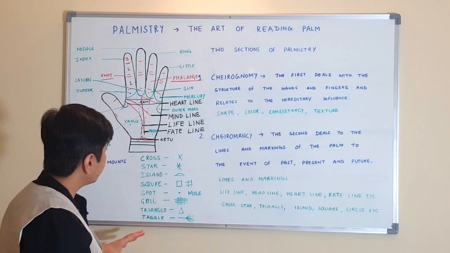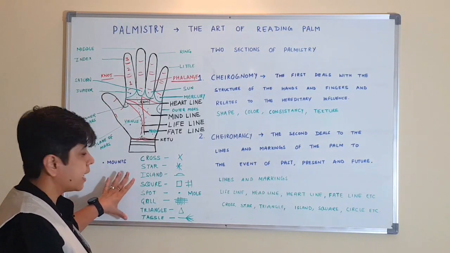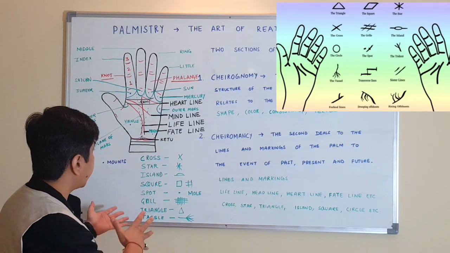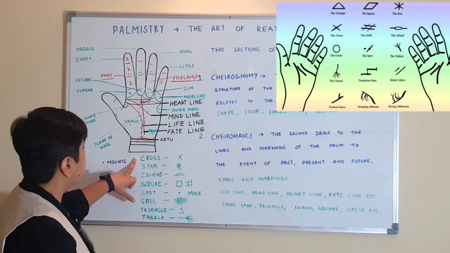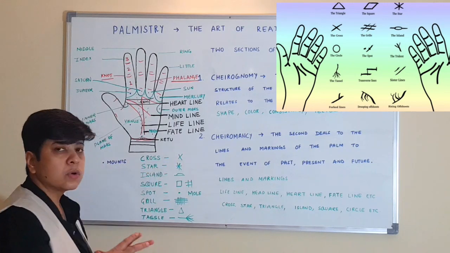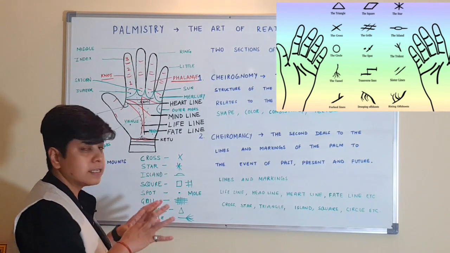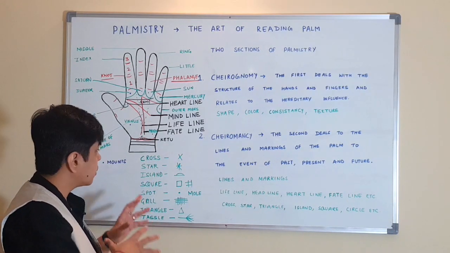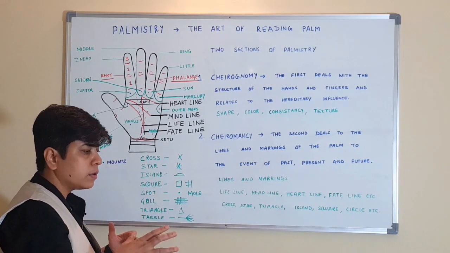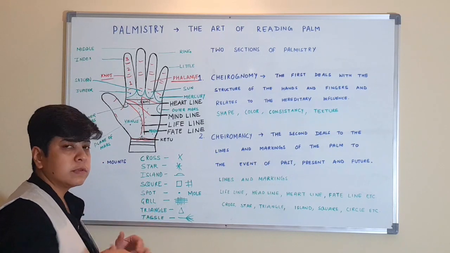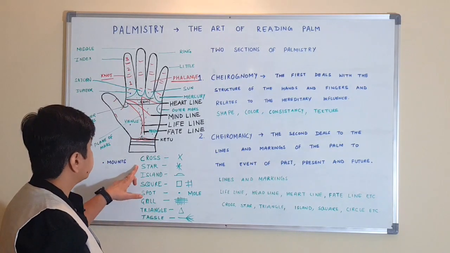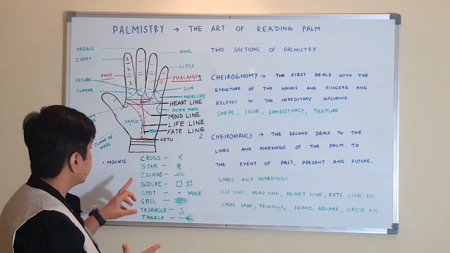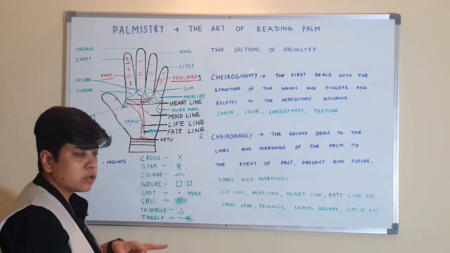So guys, now we will discuss the markings we can generally see on the hands of people. This one is the cross. A cross is not considered positive, it is a negative sign. We consider a cross positive in only two places, which we can discuss later. And this one is the star. A star is auspicious on the palm, and an island is inauspicious.